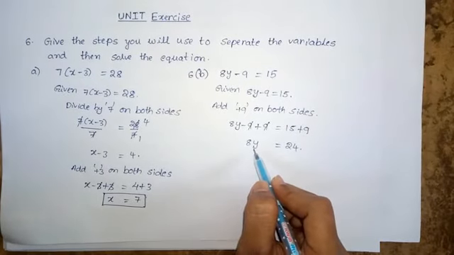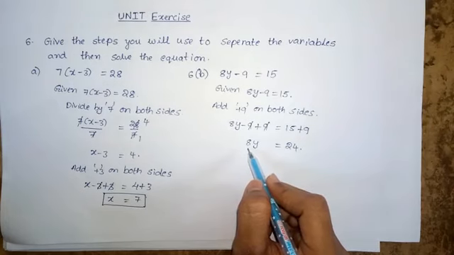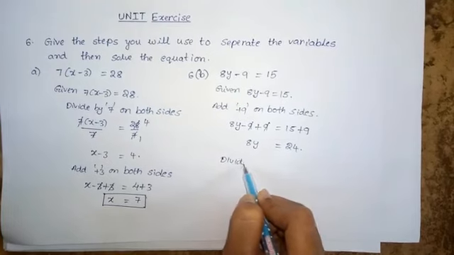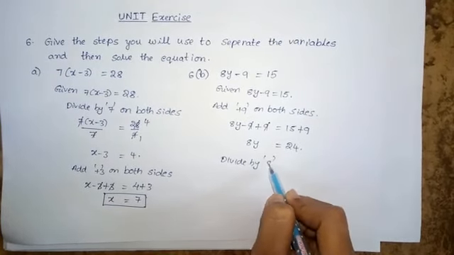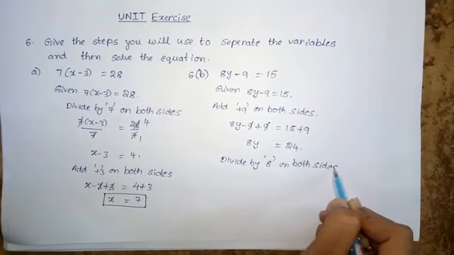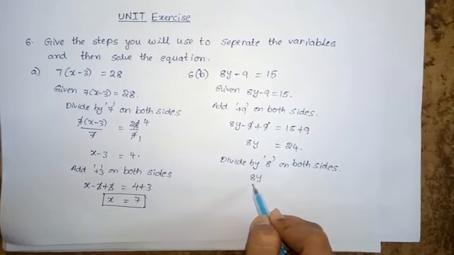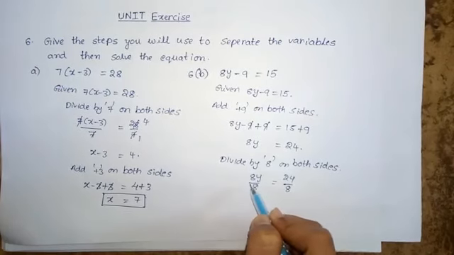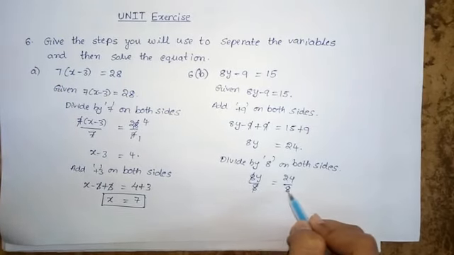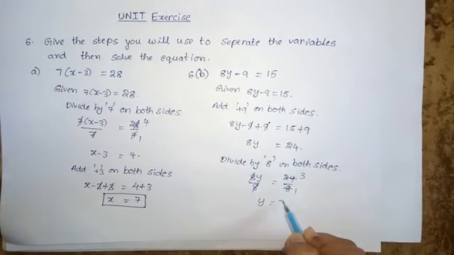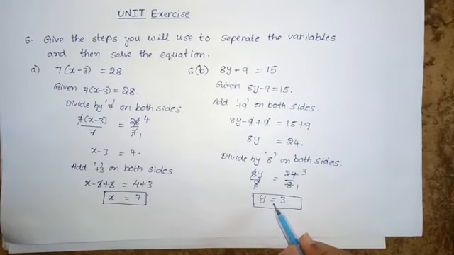So from this find y value by removing 8. Divide by 8 on both sides. So divide by 8 on both sides. So 8y by 8 it is equal to 24 by 8. In the left side numerator 8 denominator 8 cancel. So 8 1 is 8, 8 3 is 24. So from this y it is equal to 3. So y equal to 3 is solution for this given simple equation.